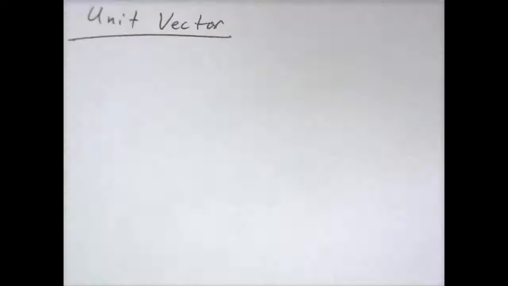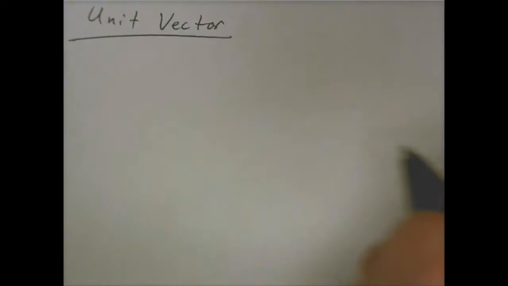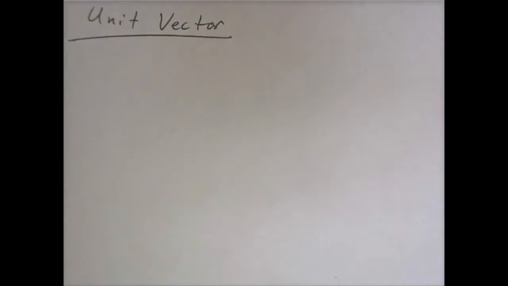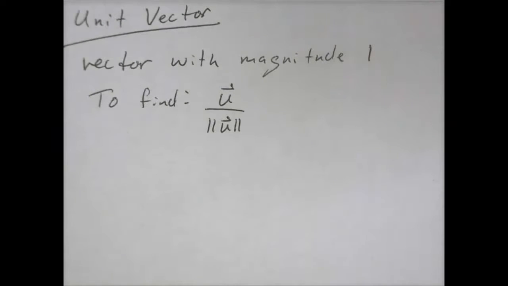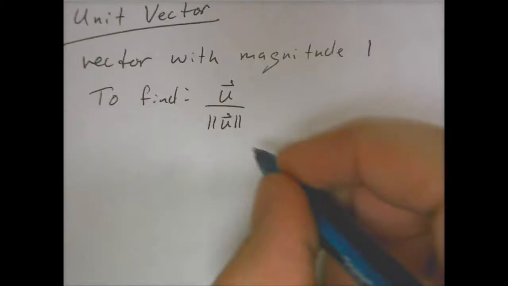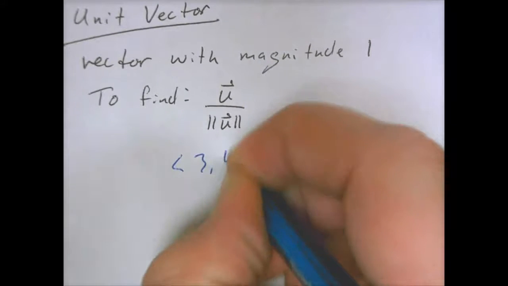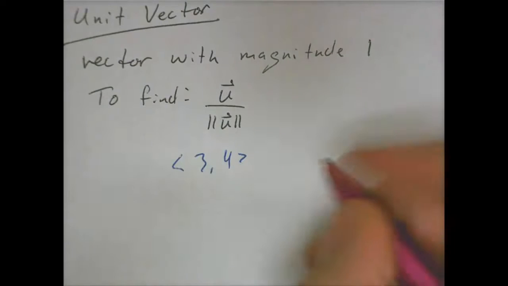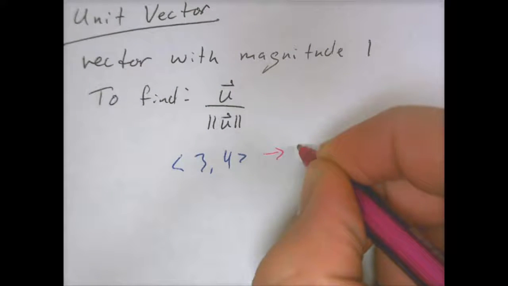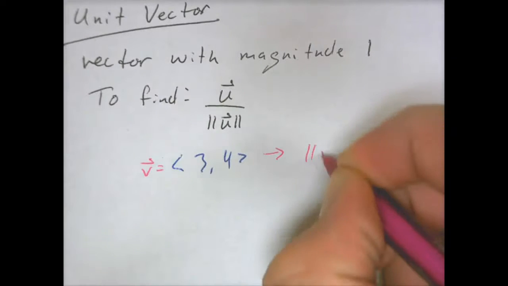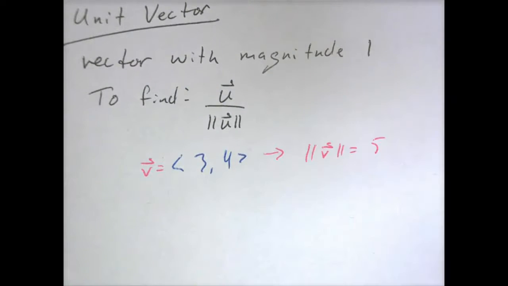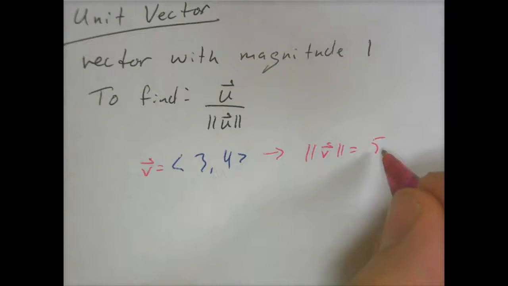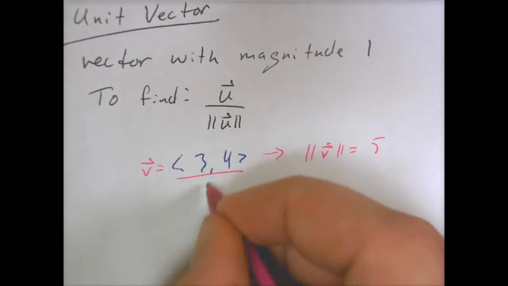All right, next thing we need to talk about is something called a unit vector. All this is, is a vector with a magnitude of 1. So let me go ahead and write that real quick. And in order to find the unit vector, you take the vector and simply divide it by its magnitude. So think about this. If you have the vector 3, 4, and you're looking for the unit vector of that vector in the same direction, you know that this vector has a magnitude of 5. Well, if it's 5 units long and I want it to be 1 unit long, all I need to do is divide it by 5.